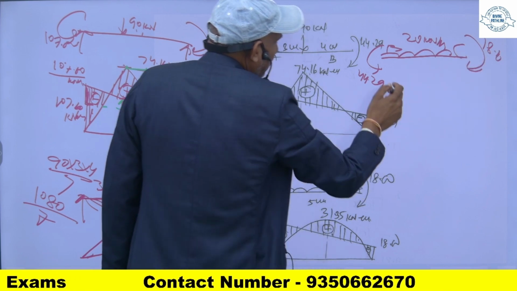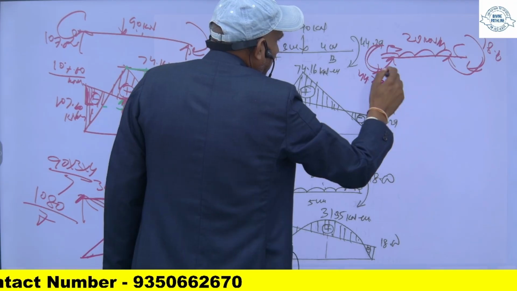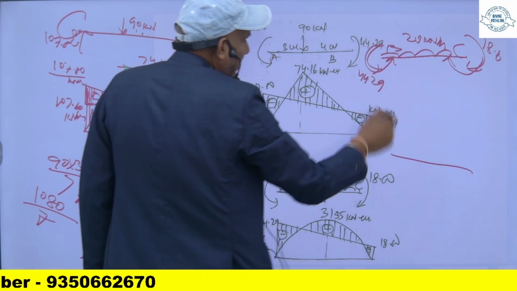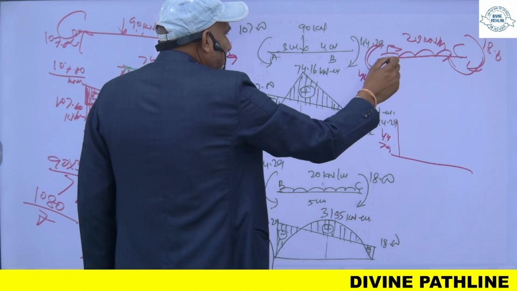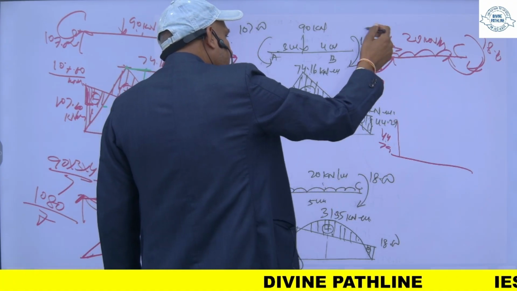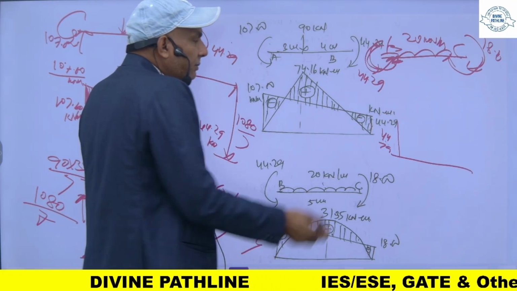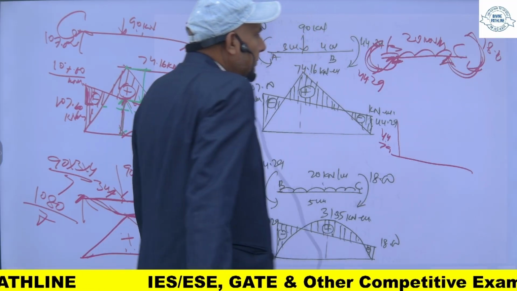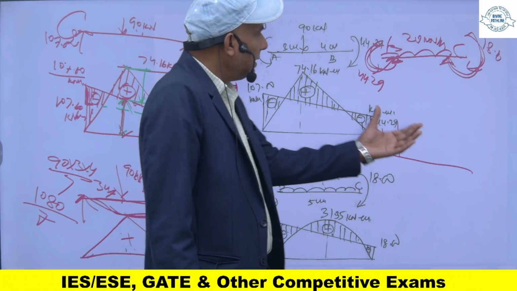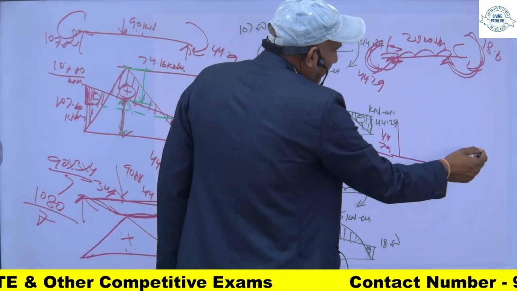So what are you to do? This moment, you see the direction of the arrow. This will be like this. So this is hogging 44.29. You plot it on the upward side, since the direction of the arrow tries to deflect the beam to this upward side, so you plot in the direction of the arrow. It is 44.29 and this is 18.